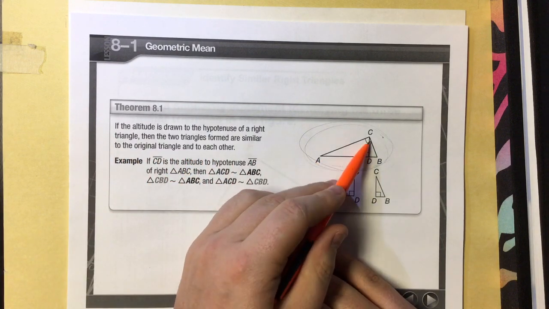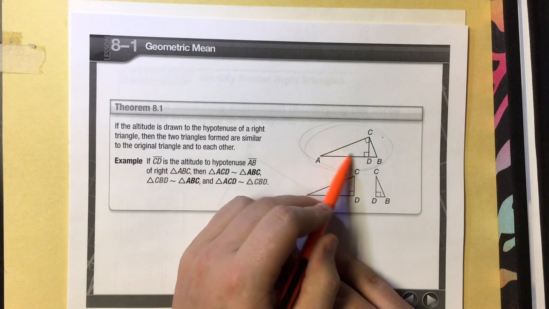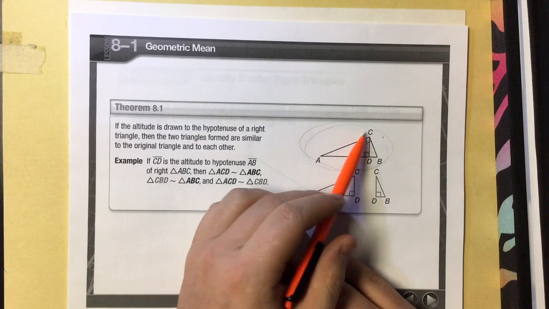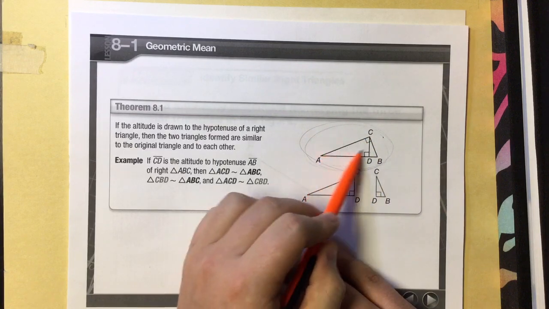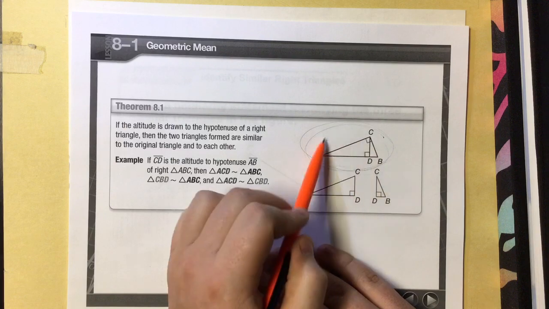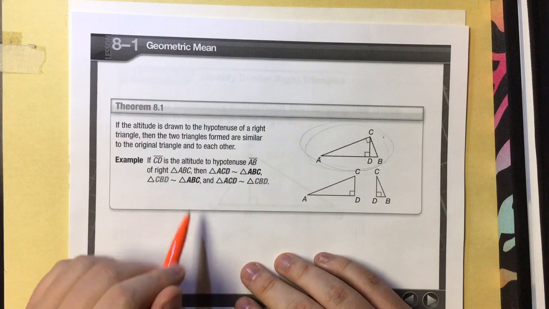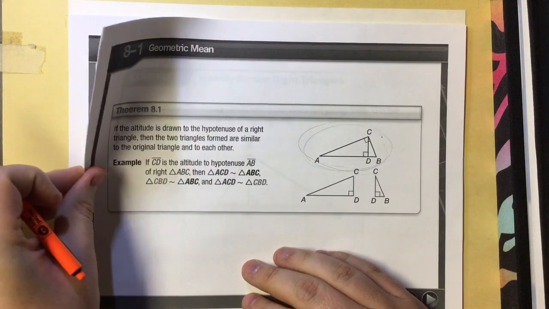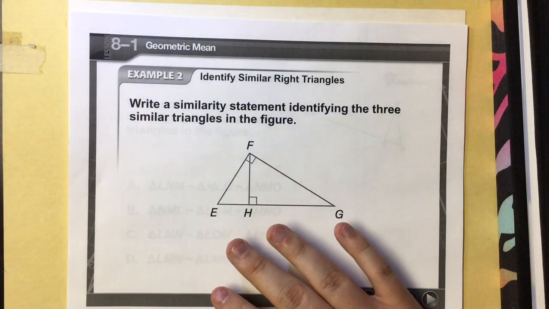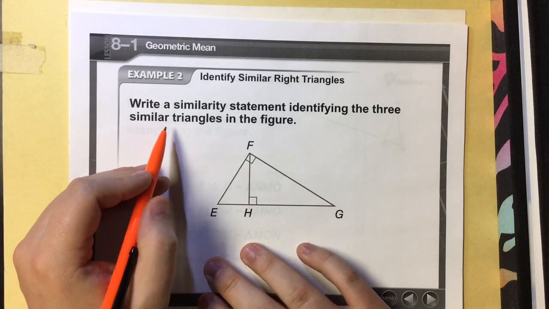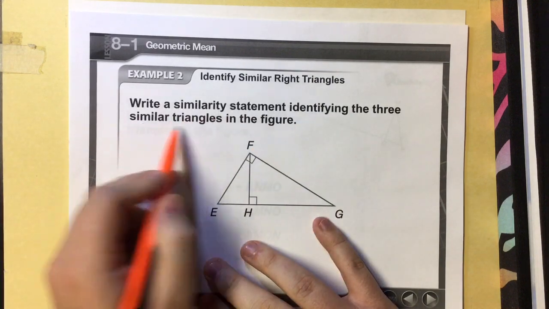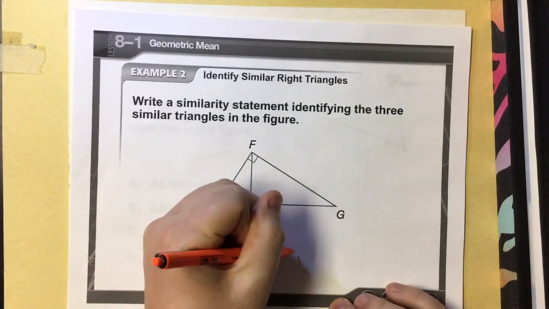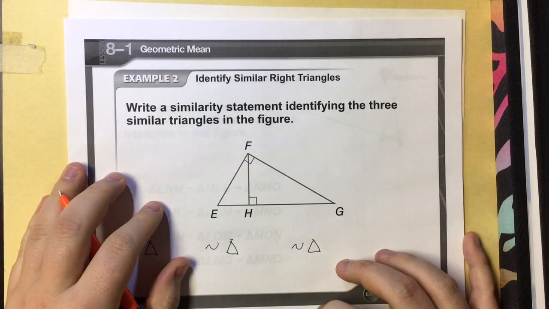So triangle ADC, this one over here, is similar with the whole triangle and with this little tiny one. I like to call them the big, the whole thing, the medium over here, and small. All right, so they are all similar to each other. All of them are similar. So first, let's work on writing a similarity statement, identifying the three similar triangles. So I have triangle something is similar to triangle something else, is similar to triangle something else.